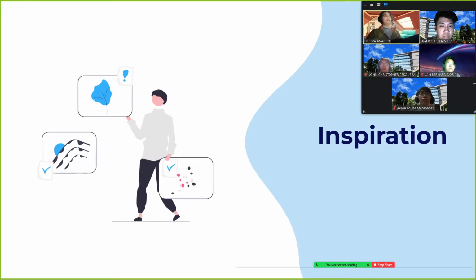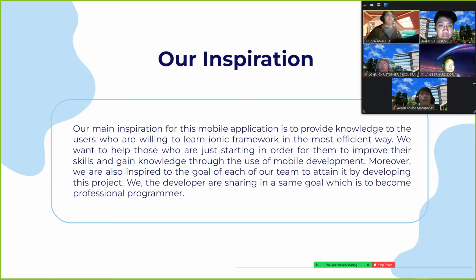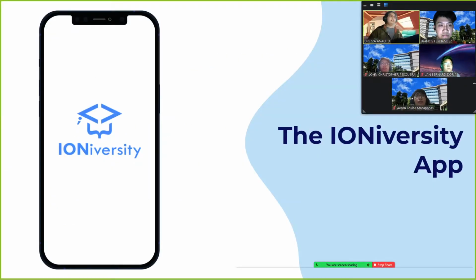Next, for the inspiration. Our inspiration for this mobile application is to provide knowledge to the users who are willing to learn Ionic Framework in the most efficient way. We want to help those who are just starting to improve their skill and gain knowledge through the use of mobile development. Moreover, we are also inspired by the goal of each of our team members to attain it by developing this project. We, the developers, share the same goal, which is to become professional programmers. Next are all the parts of our iUniversity app.